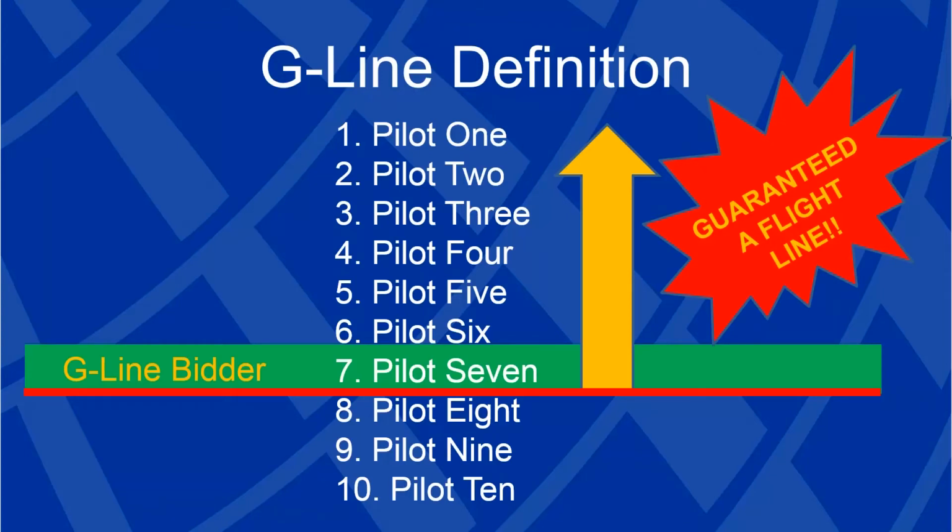If a pilot above the G-line desires a reserve award, the opportunity may become available for a pilot below the G-line to be awarded a line. Bidders below the G-line are not guaranteed a line. However, many do have the desire to receive one should it become available during the bidding process.